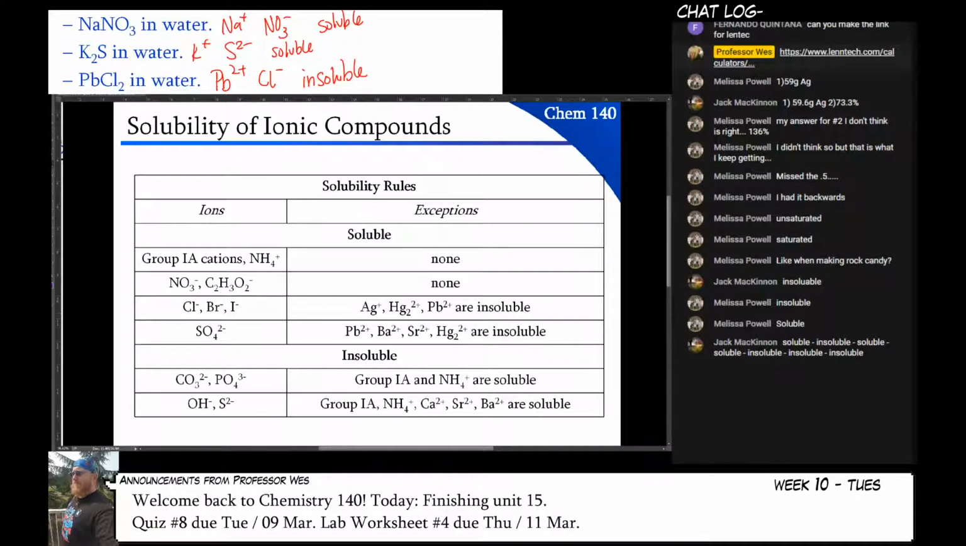For barium hydroxide, here's my barium and my hydroxide. Hydroxides are insoluble. You can see at the very bottom of the chart there. However, paired with barium is an exception, so that would be soluble. There you go.